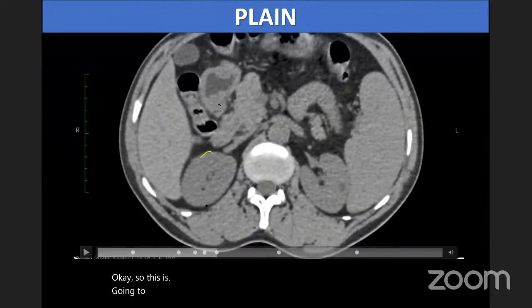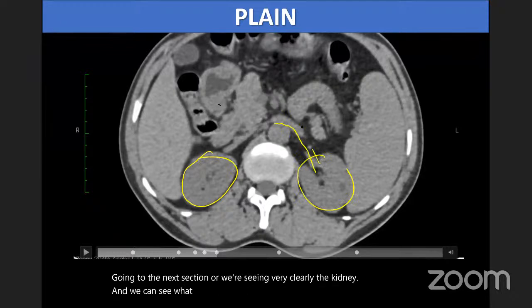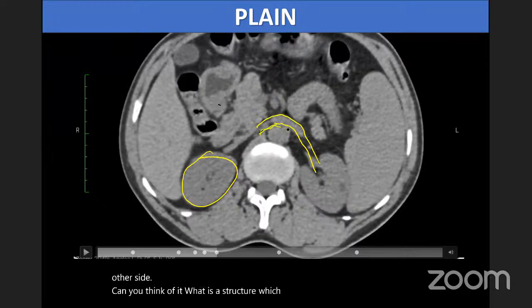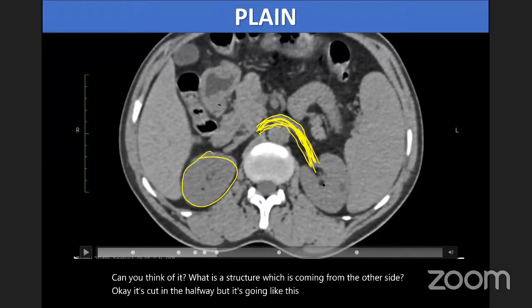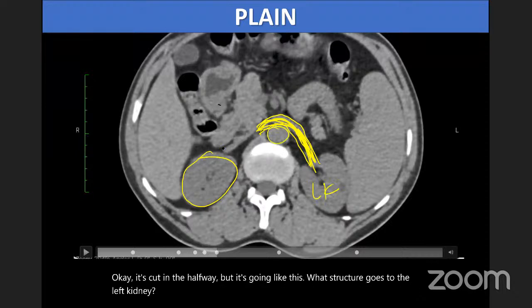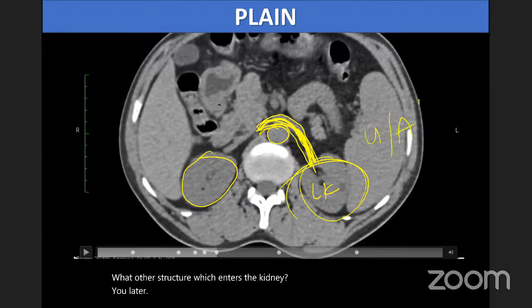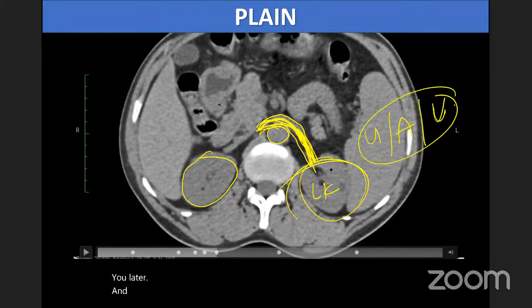Now we are seeing very clearly the kidney. And we can see a structure which is coming to the kidney from the other side. Can you think of it? What is the structure which is coming from the other side? It's cut halfway, but it's going like this. What structure goes to the left kidney anterior to the aorta? It's very simple. What are the structures which enter the kidney? Ureter, artery, and vein, entering and exiting the kidney.